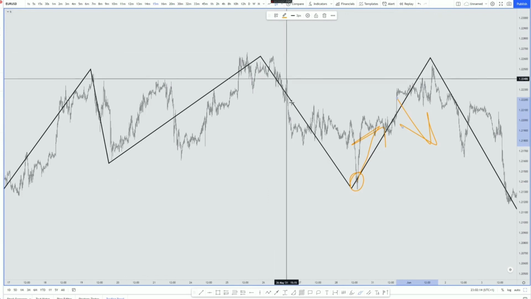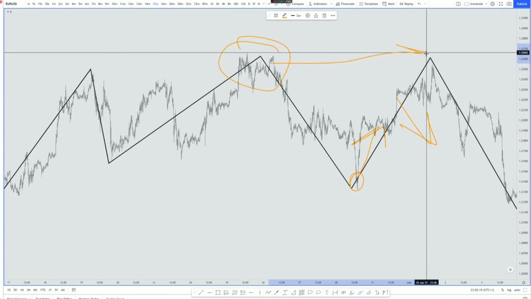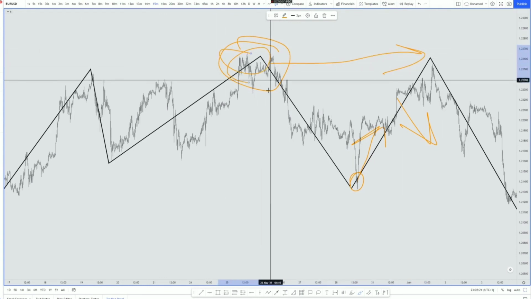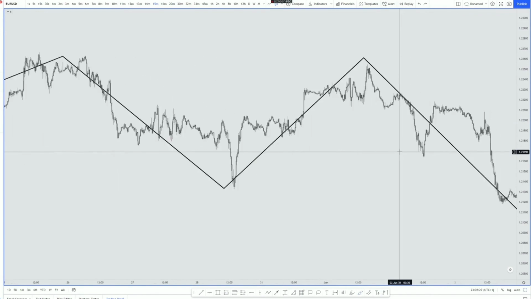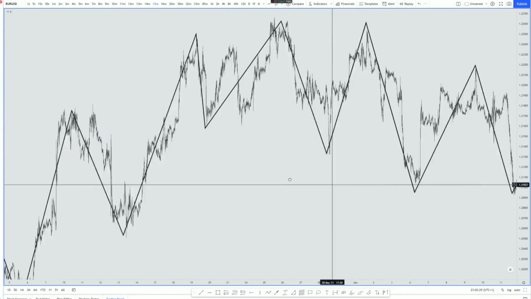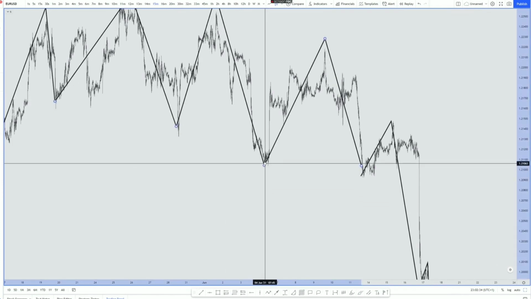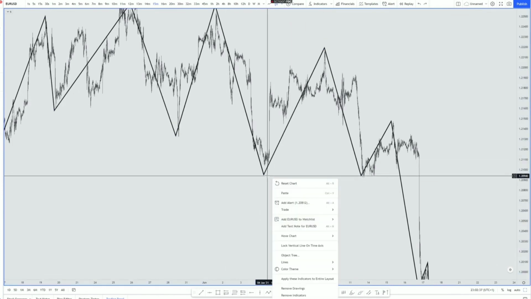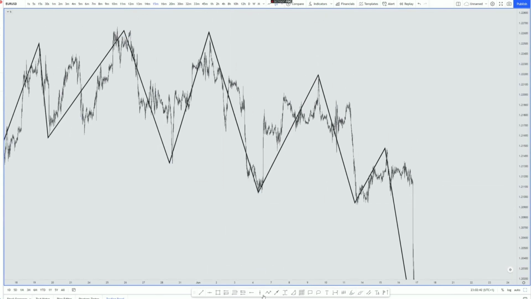But the expectation is if the bearish trend is to continue, this high is to stay intact. And this high will not close above this high. It may wick above, but it will not close above it. And as long as that continues, we can keep on building a narrative. And that narrative is to continue to the downside.